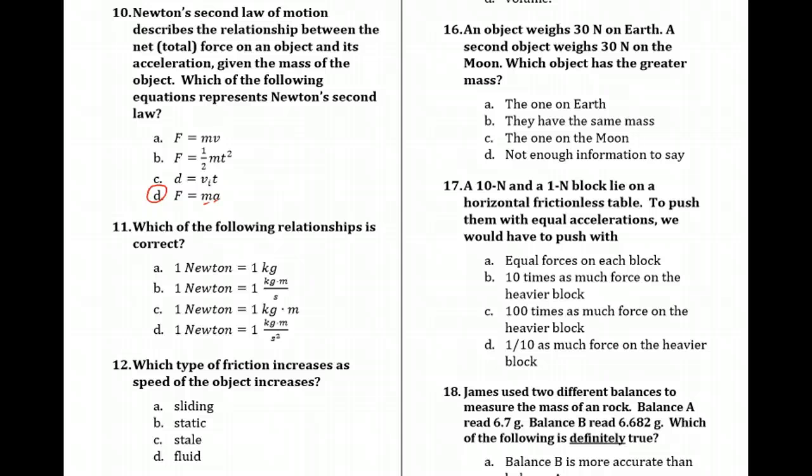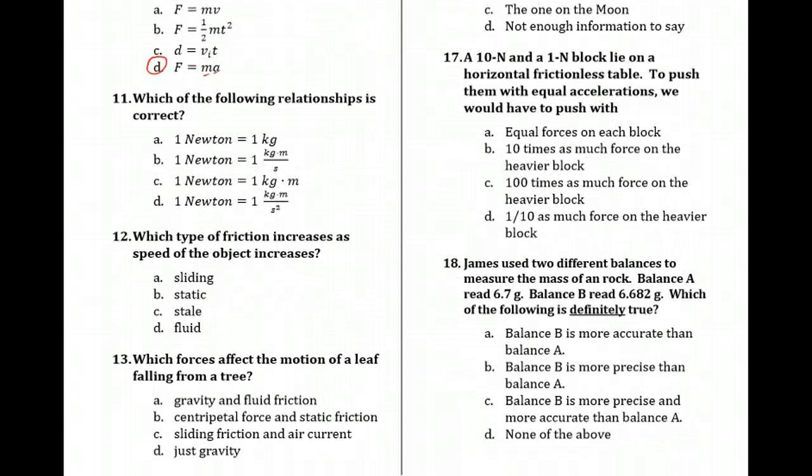Which of the following relationships is correct? And number 11, all right, 1 Newton equals 1 kilogram times meters per second squared. That's just a little bit of a different way of looking at it, but it's equivalent when it's written that way.